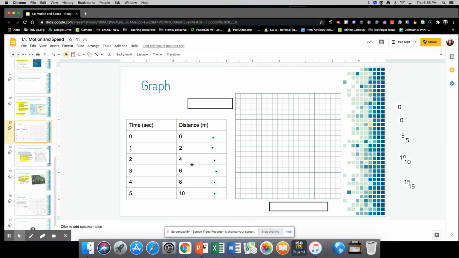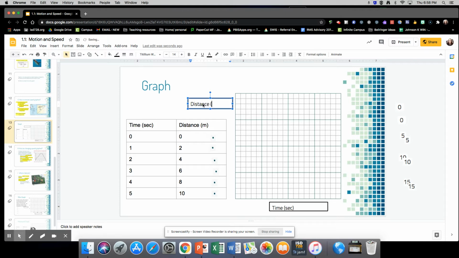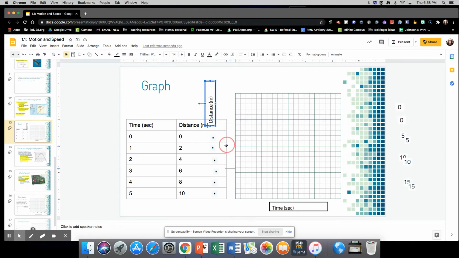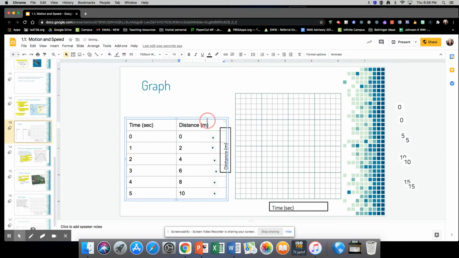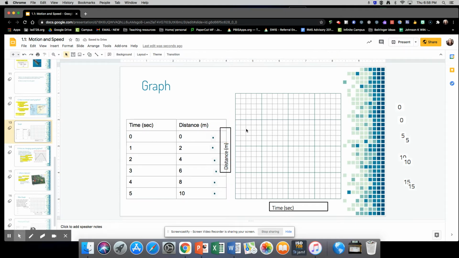So let's create a graph here. On our x-axis down here, we are going to put the time, and our units, according to the data table, are in seconds. On our y-axis, we're going to do distance, and our data table tells us it's in meters. Let me flip this around and move it down here, since it's overlapping my data table.